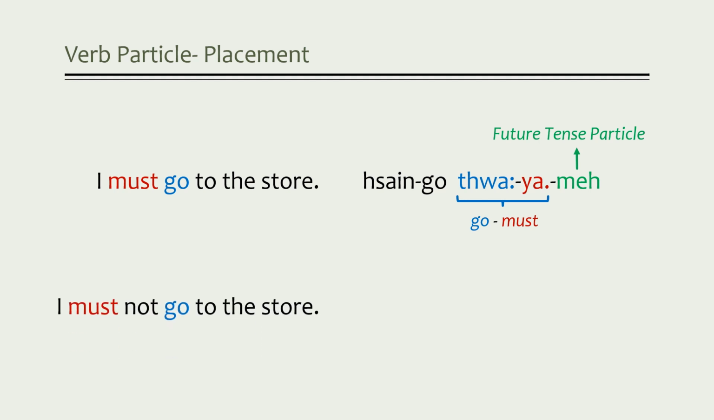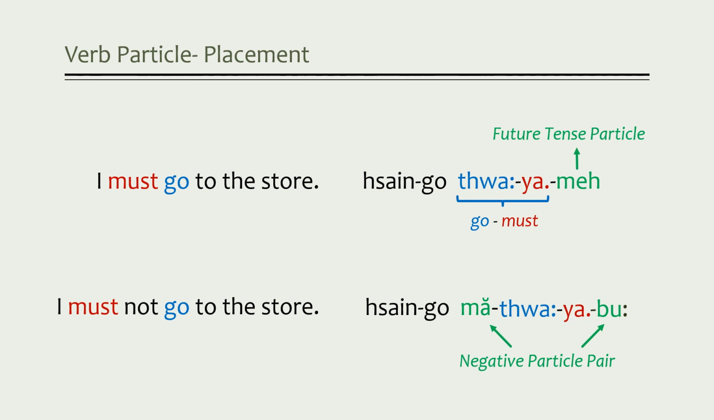But now let's look at the negative statement. I must not go to the store. In Myanmar, it's Sango matwaya bu. Now the verb combination stays intact. Twaya. But the negative particle pair replaces the final future particle, and it's wrapped around the verb combination.